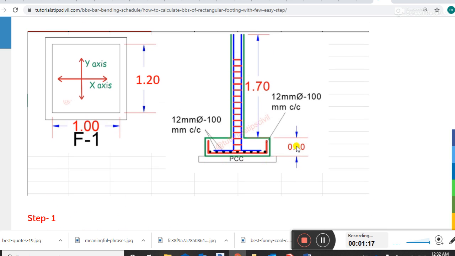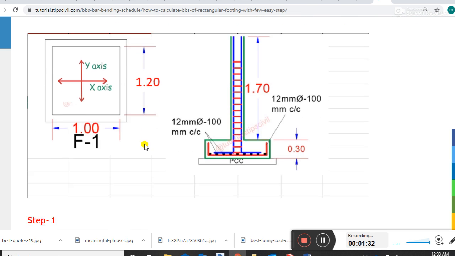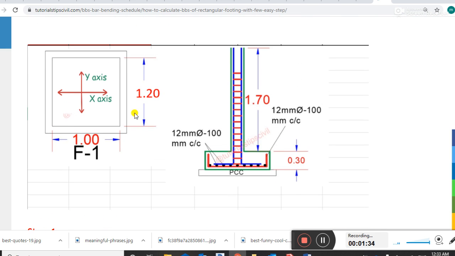See 0.30, 1.7, 1.20, and this is 1. These are the dimensions. We just summarize this as the given data. Footing size is 1 meter into 1.2 meter. This is our footing size.